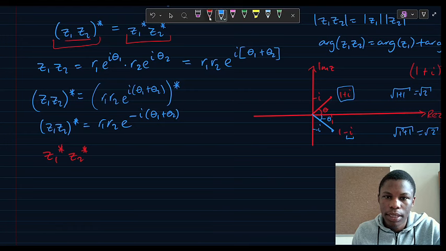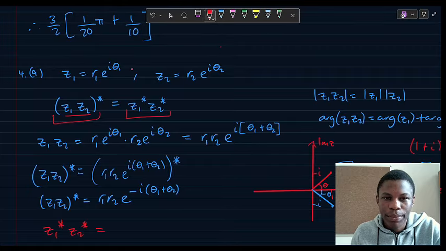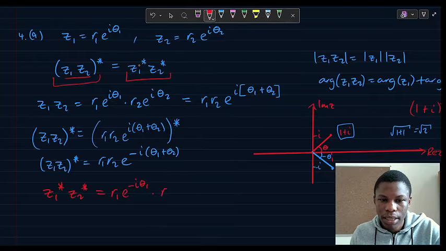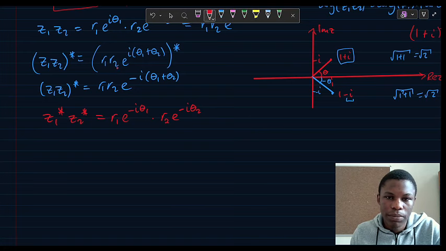It's the same idea that we were just talking about. All I have to do is make my argument negative, because that's the only thing that changes. So you take Z1, it becomes e to the negative i theta 1. And then this is being multiplied by Z2 star, so you take Z2 and it becomes e to the negative i theta 2, because your argument becomes negative. All right, and if we simplify this, I hope you can see that we get the same thing.